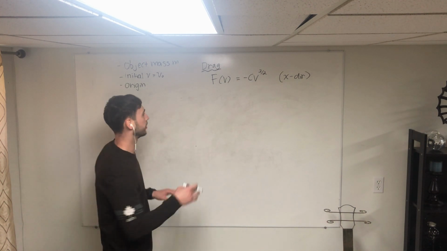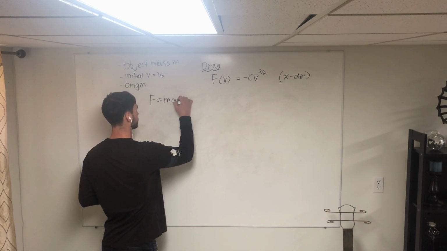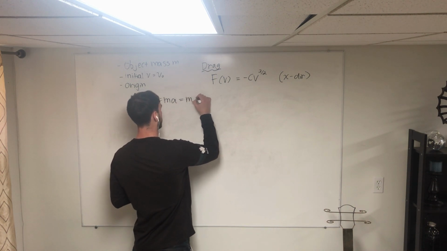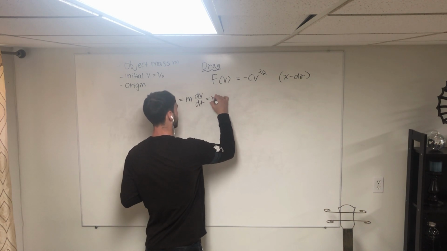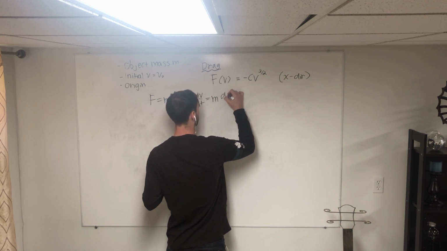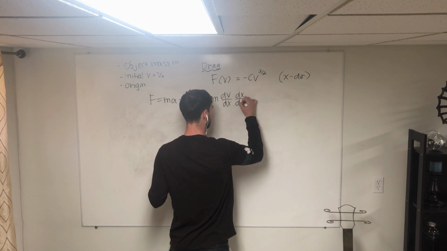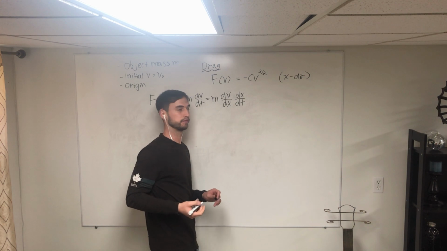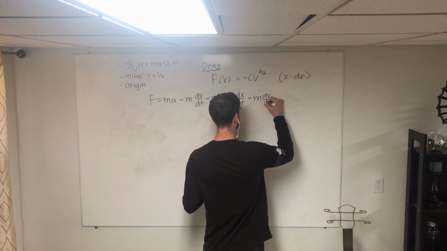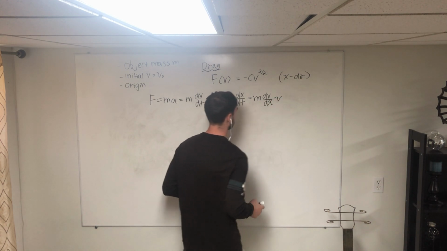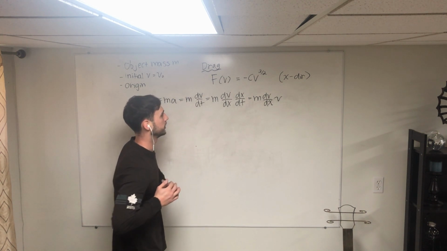We start with our favorite, good old F equals ma. We know that we could rewrite a as dv by dt, which can be expressed as dv by dx times dx by dt. We know that dx by dt is just v, the velocity, right? So it's pretty simple. After you reach this part, it's quite easy to see what's going to happen.